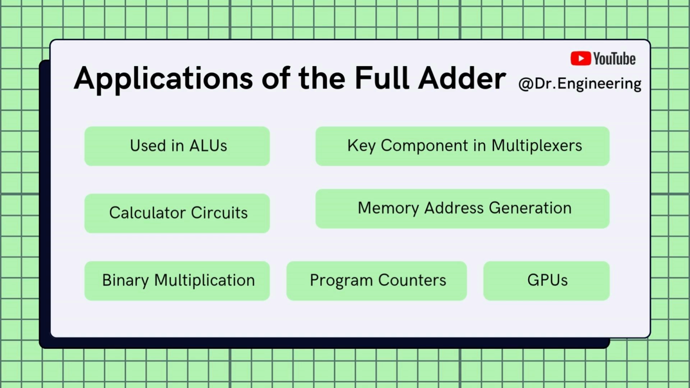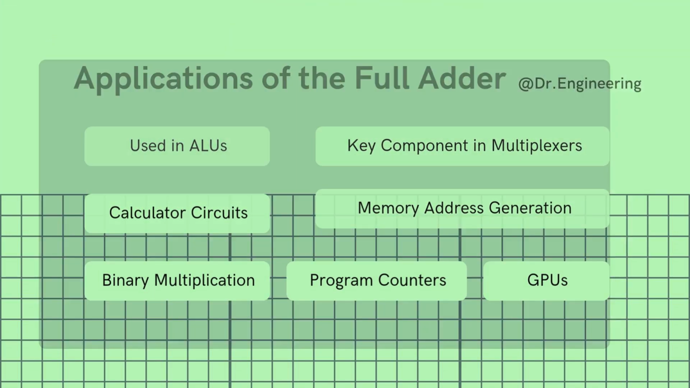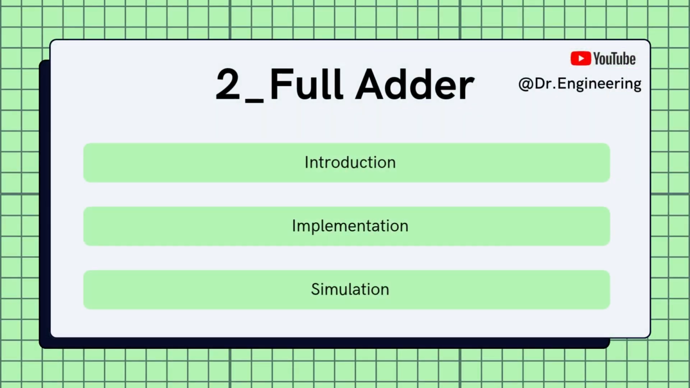5. Memory address generation. Full adders assist in generating memory addresses in digital systems, ensuring accurate data storage and retrieval. 6. Program counters. In CPUs, full adders are used to generate program counter values, which are crucial for the sequential execution of instructions. 7. GPUs, graphical processing units. Full adders are also found in GPUs, helping to process multiple parallel operations for rendering graphics and accelerating computing tasks. That's all for the introduction of the full adder.